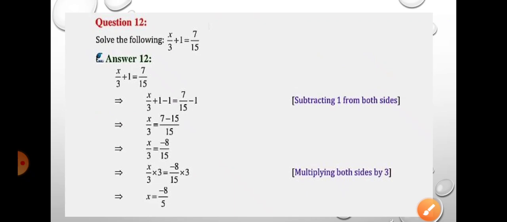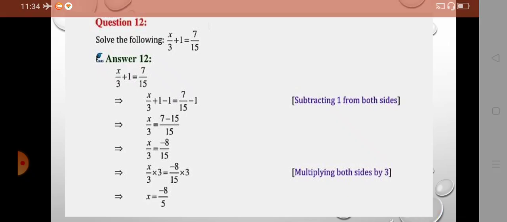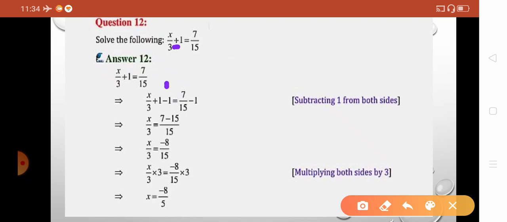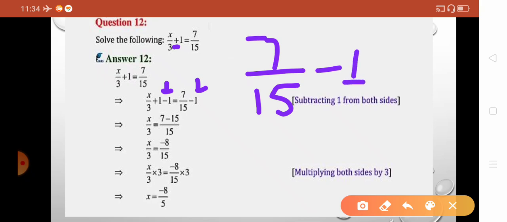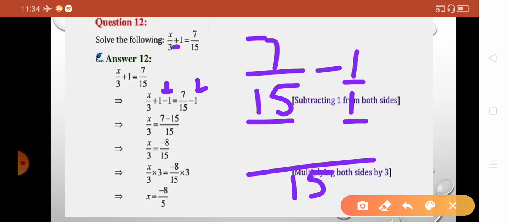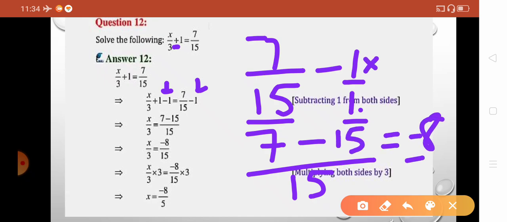12th one, solve the following: x divided by 3 plus 1 is equal to 7 by 15. The same thing you have to do. Here 1 is in plus, so we will operate with minus on both sides. Here 7 by 15 minus 1, we can write this 1 as 1 by 1. The LCM of 15 and 1 is 15. 15 ones are 15, so we will write 7 as it is. 1 15s are 15, so we will multiply here by 15. The answer is minus 8 by 15.